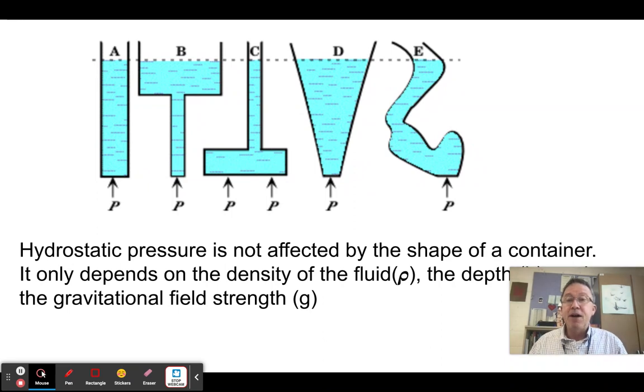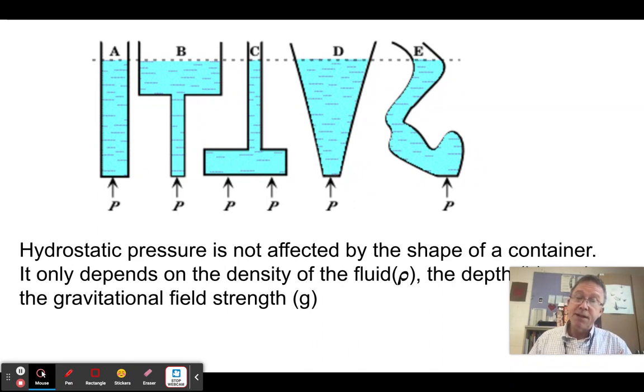All right, so I have, and I stole these off the internet, 5 just crazy different containers here, right? But the thing is, they all have the same depth. So the pressure at the bottom of each of these is going to be the same regardless of their crazy shapes. And the reason is hydrostatic pressure has nothing to do with anything other than the density of the fluid, the depth between the top of the fluid and the place where you're measuring pressure, and the gravitational field strength.